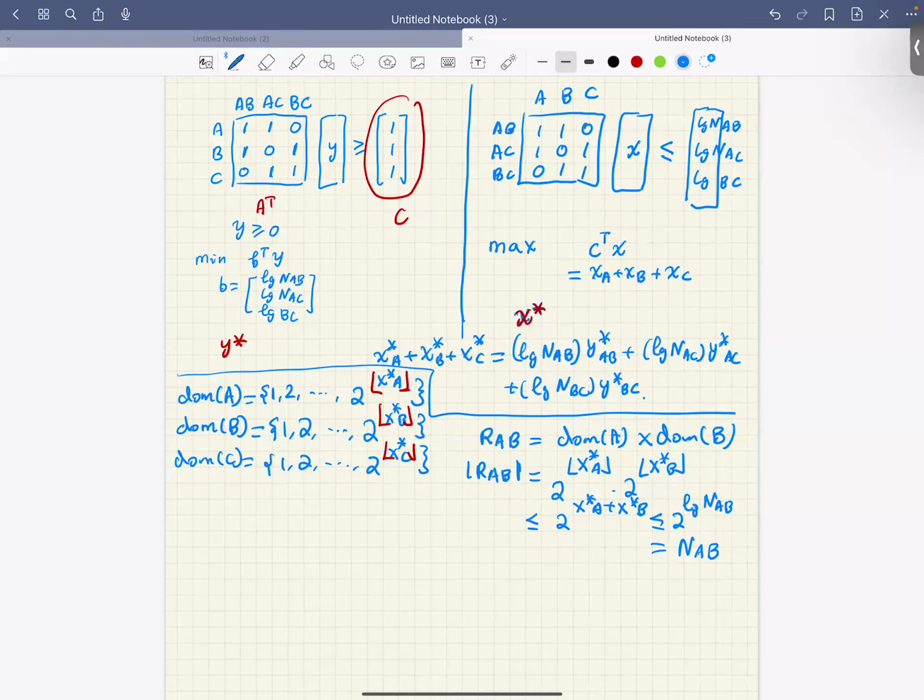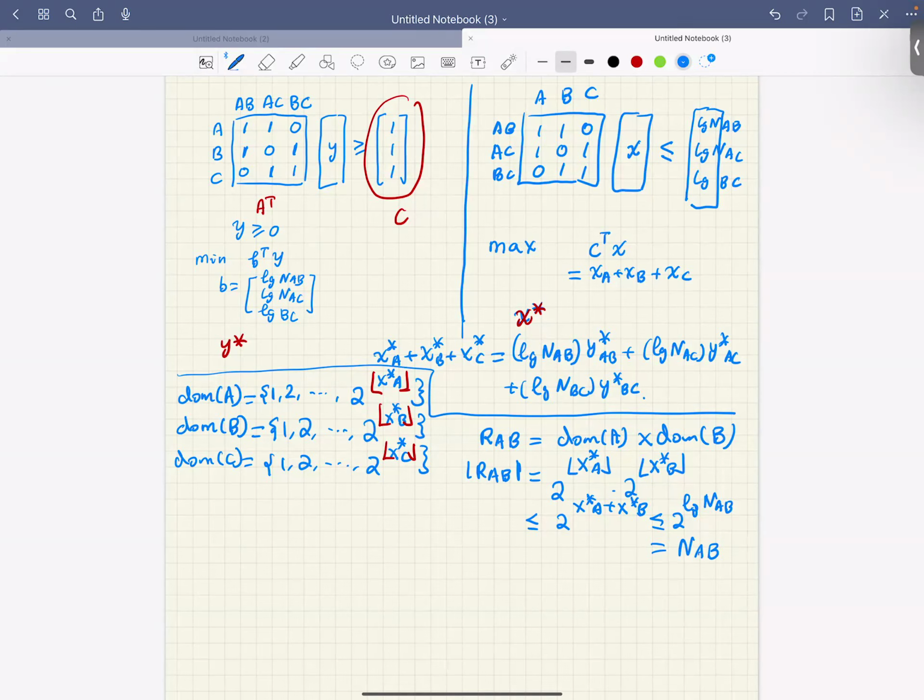All right, so I'm almost there. Well, the good news is that I have constructed a relation, and this relation's size does not exceed NAB. Okay, so this is promising, because if it exceeds, there's nothing I can do about it, and then I'm wrong already. However, there's still this last mile I have to conquer, right?